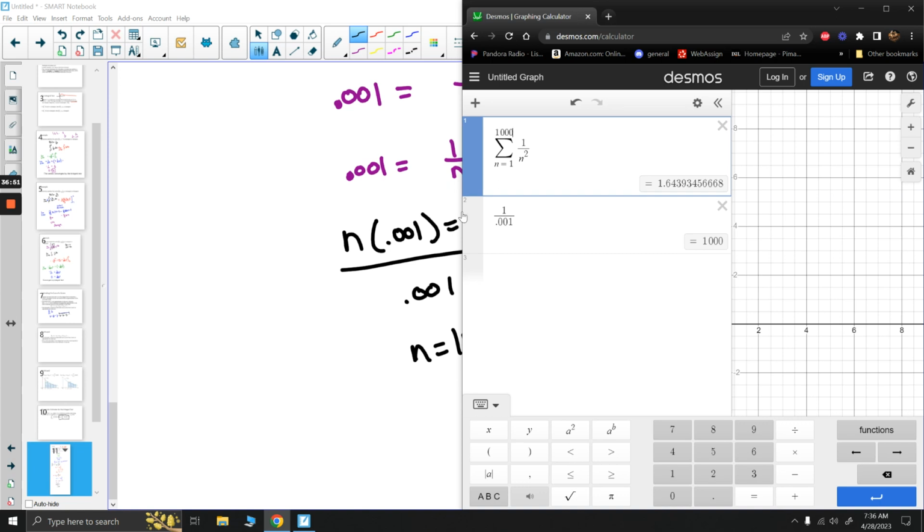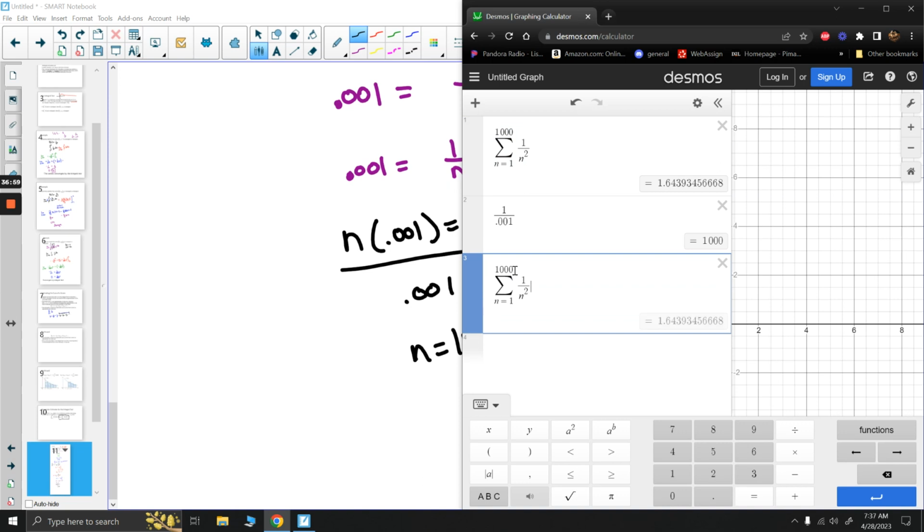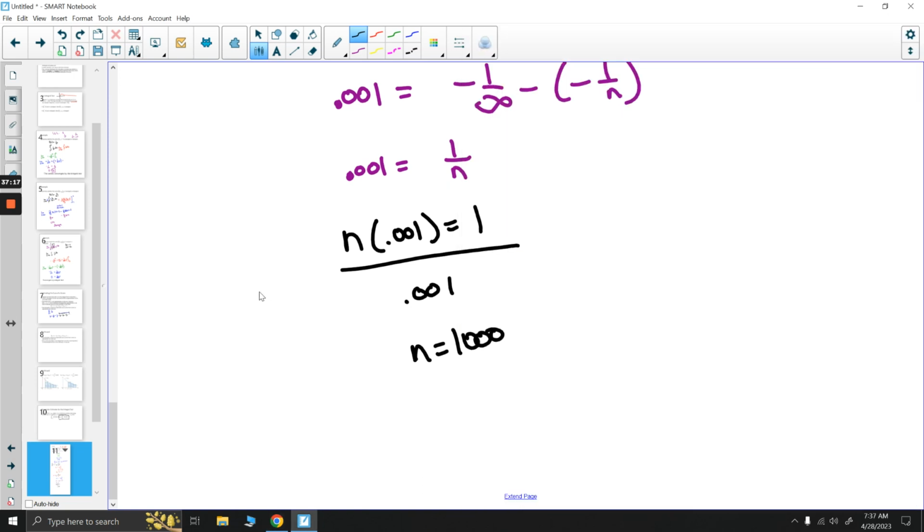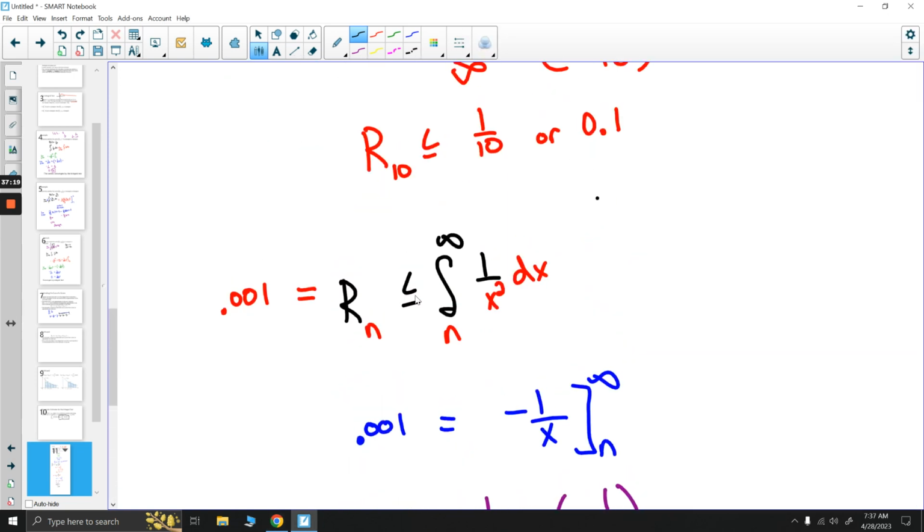That was too much. There we go. 1.6439. Okay. So this is now a good enough approximation for our needs. Okay. Again, 1.64, 1.549. So this is a little less than 0.1, as we saw, but it's pretty close to it. Okay. So that's all there is to it.